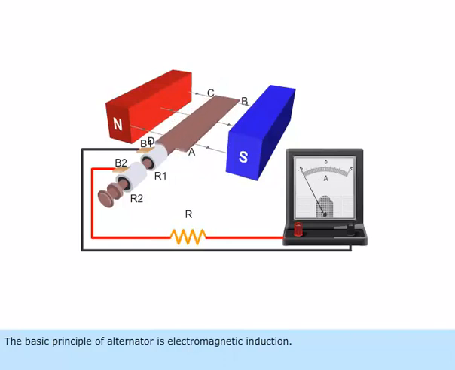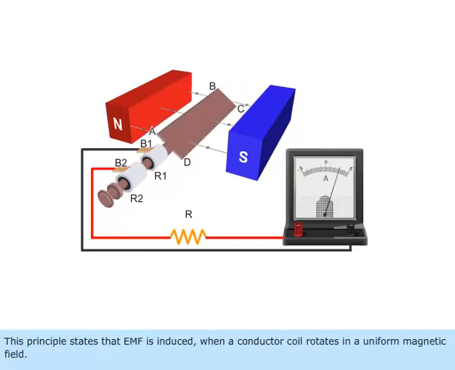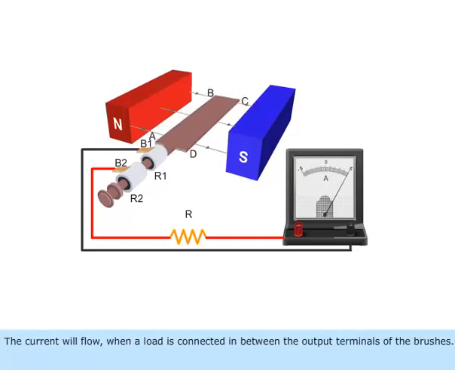Working. The basic principle of alternator is electromagnetic induction. This principle states that EMF is induced when a conductor coil rotates in a uniform magnetic field. The current will flow when a load is connected in between the output terminals of the brushes.